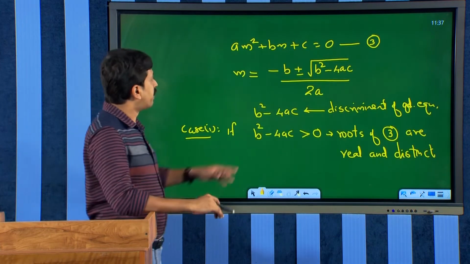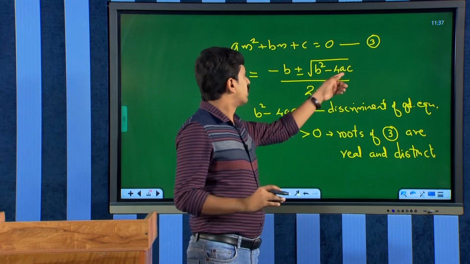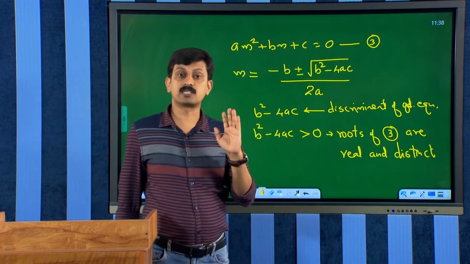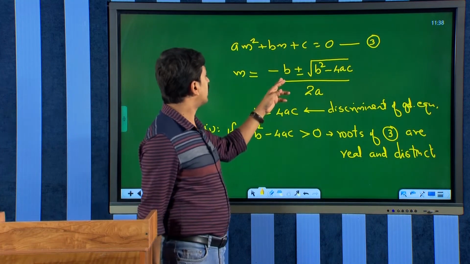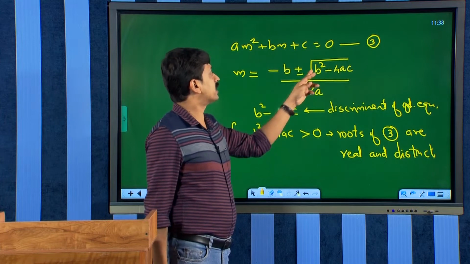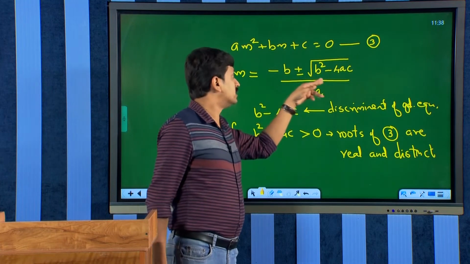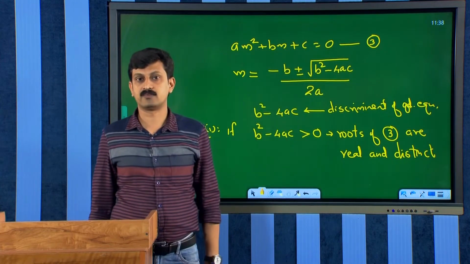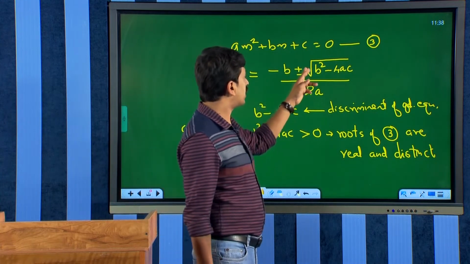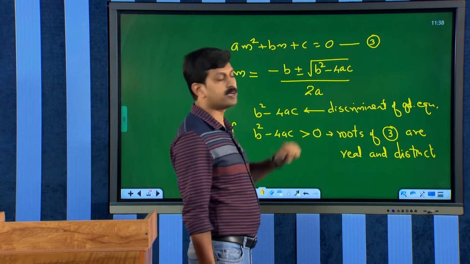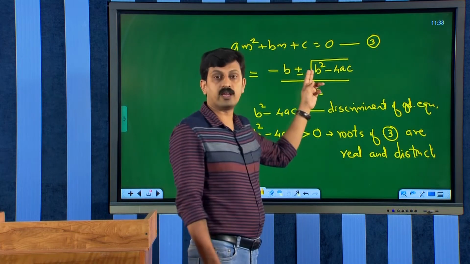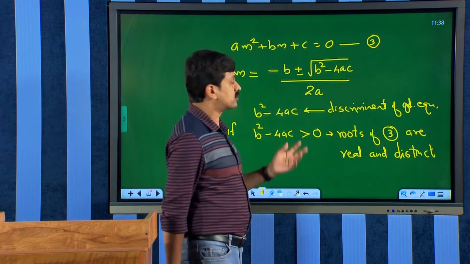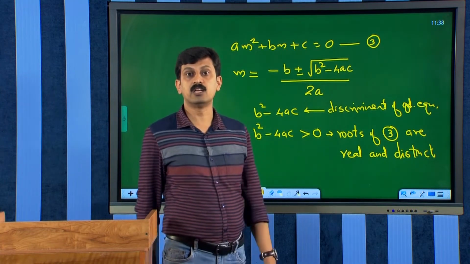See, again come back to this formula. b square minus 4ac is less than 0, so there is a negative number inside the root. Therefore there is definitely an imaginary part, the complex part. So we can say that minus b plus i into a real number divided by 2a, and minus b minus i into a real number divided by 2a. There will be two complex numbers, and they are complex conjugates.